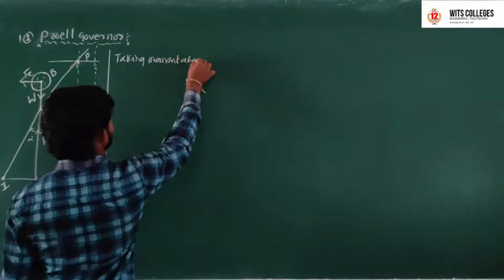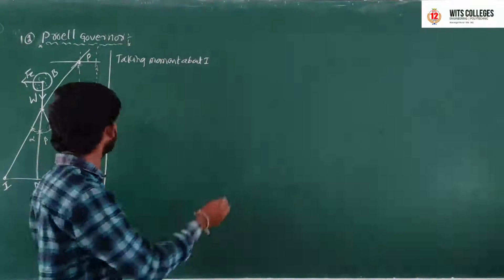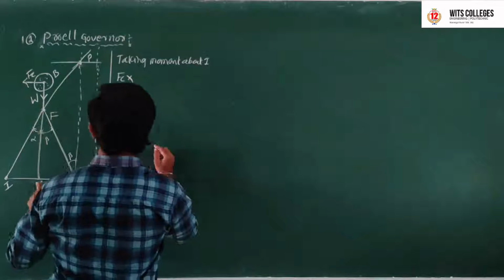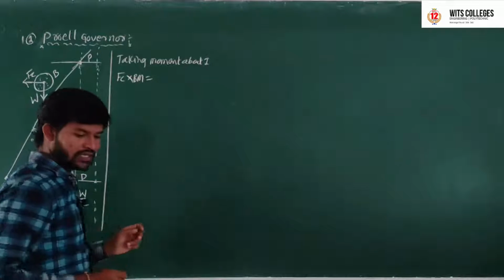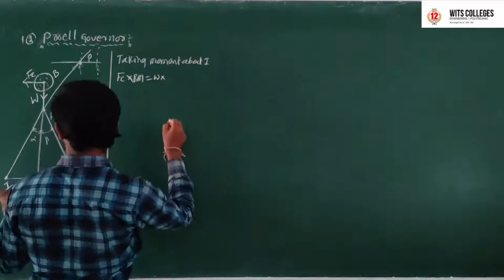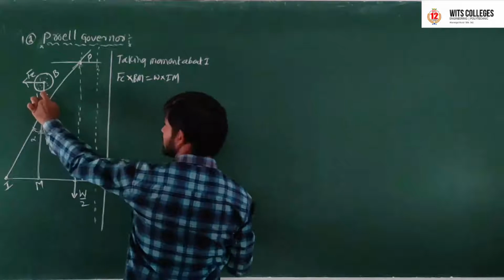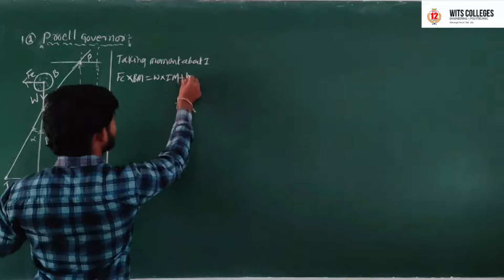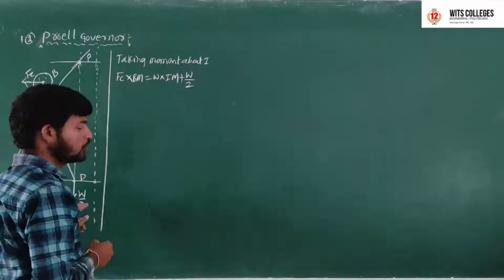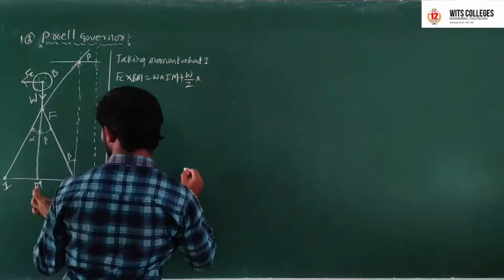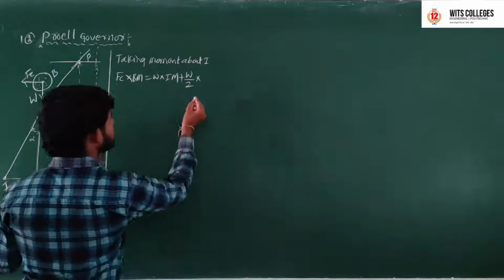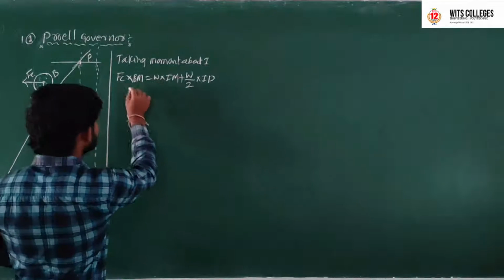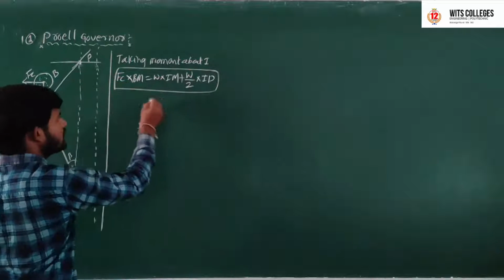Taking moment about I, the centrifugal force FC into BM is equal to the weight of the ball w into IM, plus the weight of the sleeve W by 2 into ID, the total length of the arm ID. This is the first equation.